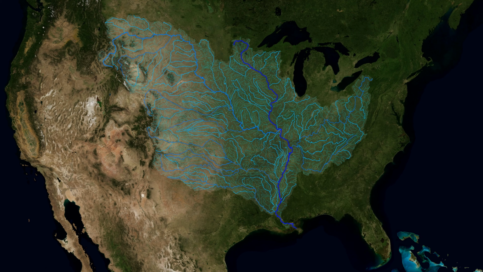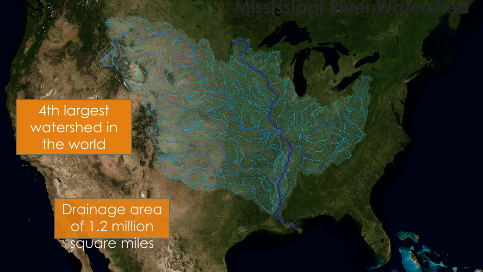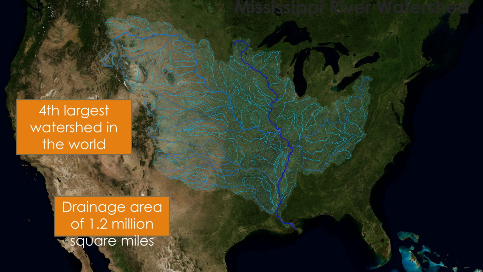In case you haven't guessed yet, this is the Mississippi River watershed. It is the fourth largest watershed in the world and has a watershed area of 1.24 million square miles. The largest three watersheds in the world are the Amazon River at 2.2 million square miles, the Congo River at 1.4 million square miles, and the Nile River at 1.26 million square miles.